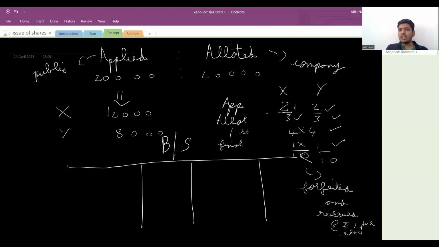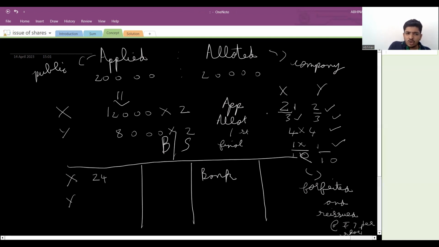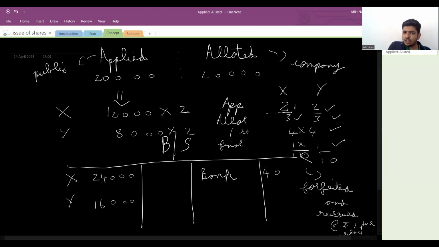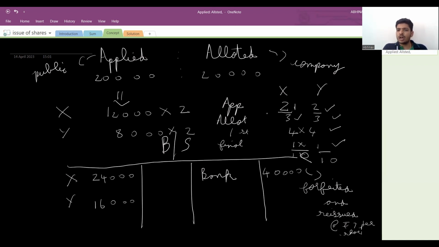Now, what will be the balance sheet impact here? X and Y paid 2 rupees each as application money. So, X and Y, bank. What does 2 rupees mean? X wanted to purchase 12,000 shares. So, for each share, he pays 2 rupees. So, 12,000 shares into 2 and 8,000 shares into 2. So, X pays 24,000 rupees, correct? So, X will pay 24,000 and Y will pay 16,000. It's assumed that they pay by bank. So, they transfer this much amount along with a letter saying that I want to apply. You keep this picture in mind.